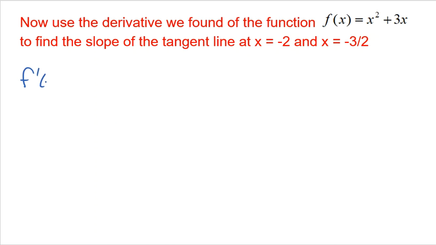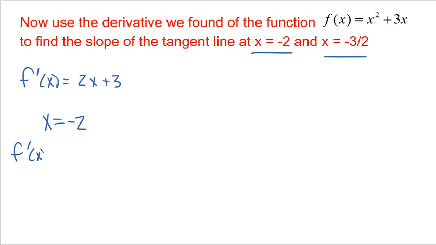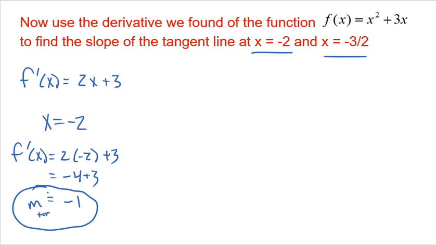The derivative we just found of this function was 2x plus 3. Let's actually use the derivative to find the slope where x equals -2 and x equals -3/2. So what is the slope at x equals -2? Well, once again, that's what the derivative can help us do. So 2 times -2 plus 3. That's -4 plus 3. That's going to be -1. So the slope of the tangent line when x equals -2 is -1.